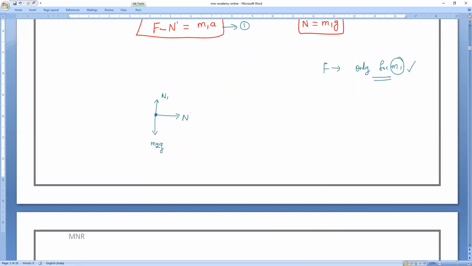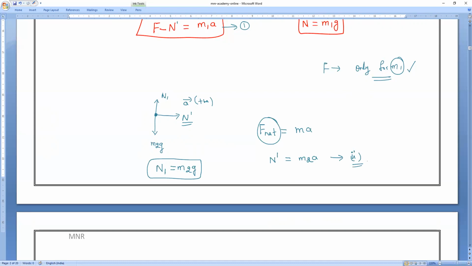N dash, N dash. So from this I can say N1 is equal to M2g. Am I right or wrong, everyone? N1 is equal to M2g. And then F net is equal to what? MA. So what is F net, only in one direction? Acceleration is positive. So N dash is equal to M2A. Am I right or wrong?